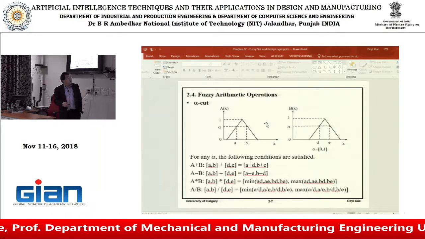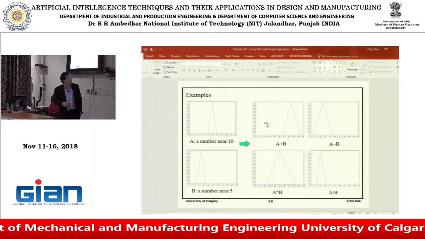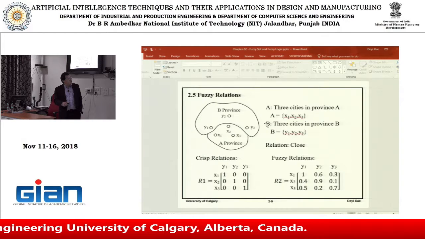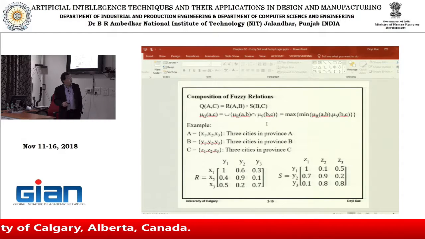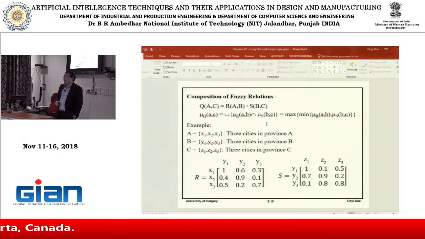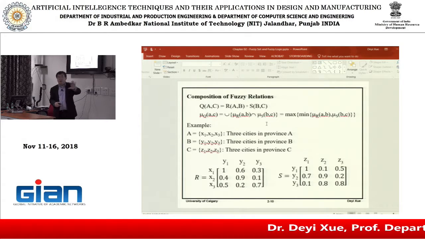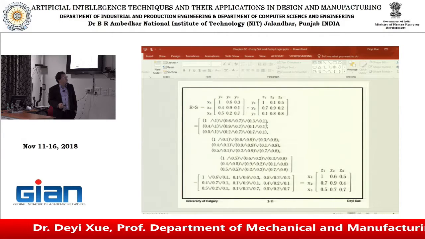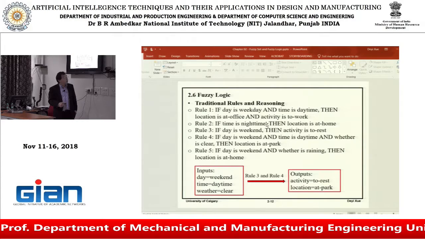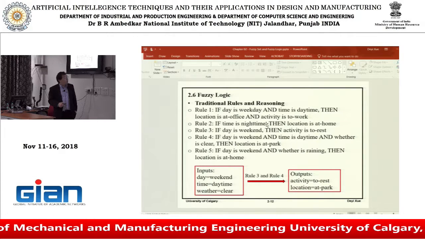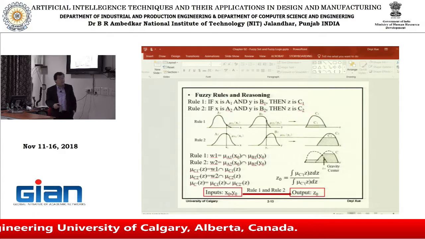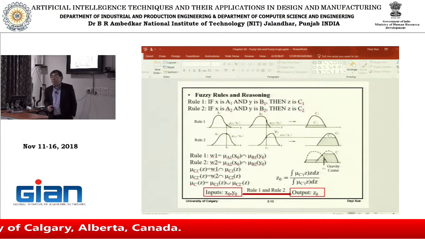Alpha cut is hard to remember. Okay. Fuzzy relations, this part is not required. Okay, you have AB, BC, or you want to get AB. We don't have a lot of applications here. Fuzzy logic is important, but to remember this one probably takes some time.